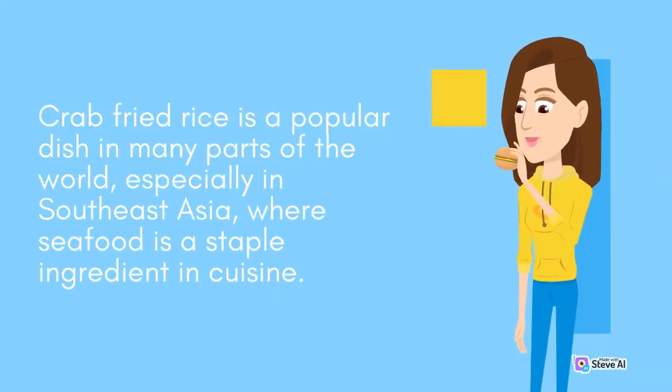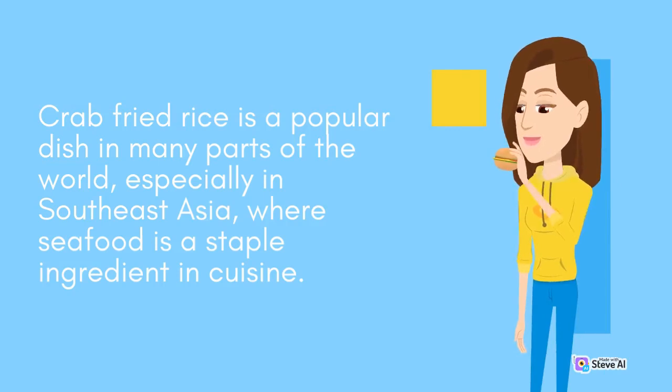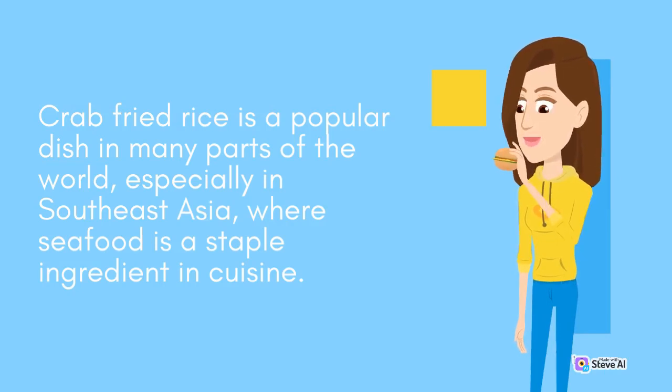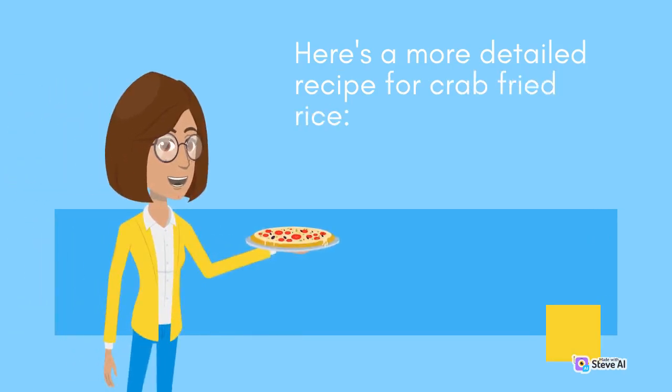Crab fried rice is a popular dish in many parts of the world, especially in Southeast Asia, where seafood is a staple ingredient in cuisine. The dish is made with crab meat, rice, vegetables, and a variety of spices and seasonings. Here's a more detailed recipe for crab fried rice.